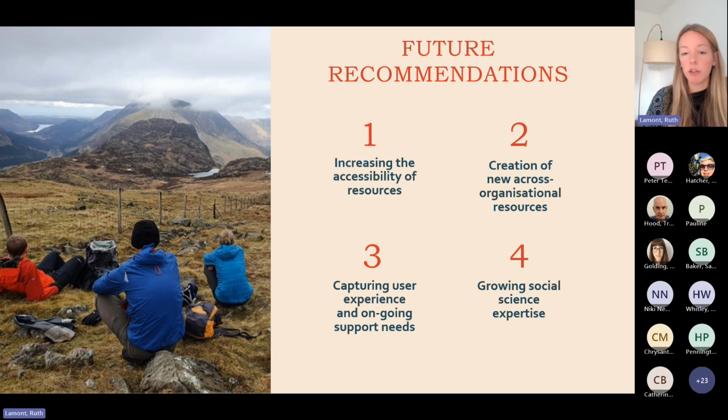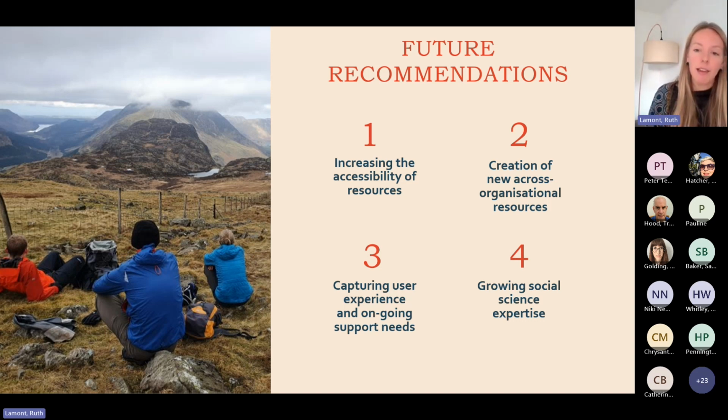Second, I think it would be really good to create some of those resources that we couldn't find, so new cross-organisational ones. Examples of that might be helping people to understand how you effectively commission research, maybe providing that checklist like we've started to make internally within Natural England, or providing these kind of impact case studies, which I know that Access are thinking of doing anyway. Number 3, capturing user experience and ongoing support needs will be important. And finally, but definitely not least, is just growing social science expertise.